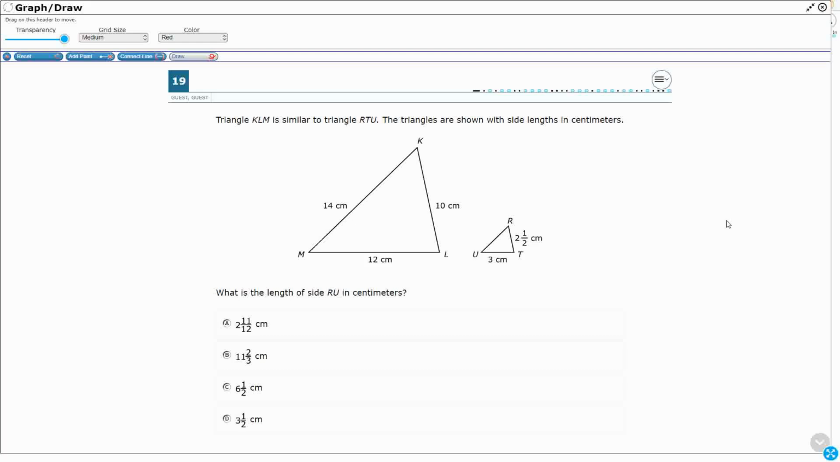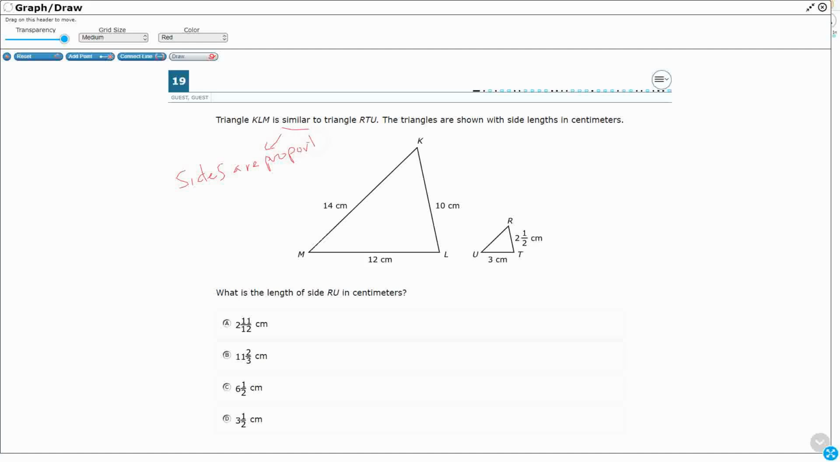All right, so we've got two different triangles here. We can tell they kind of look similar, but the problem tells us specifically they are similar, which means two things. The sides are proportional, which we are going to be able to use to solve the problem. And we also know the angles are not necessarily proportional, but they are congruent. So similar triangles have proportional sides and congruent angles, but we don't really need to worry about the angle measures here. We're trying to find the length of RU, so that's this guy right there.